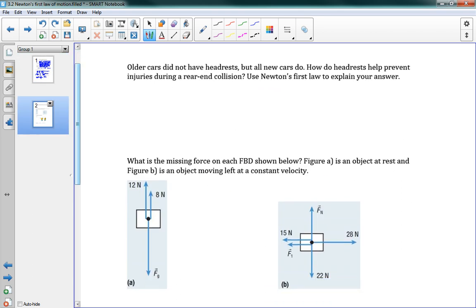Okay, moving on to the next page here. Older cars did not have headrests, but all new cars do. How do headrests help prevent injuries during a rear-end collision? Use Newton's first law to explain your answer.